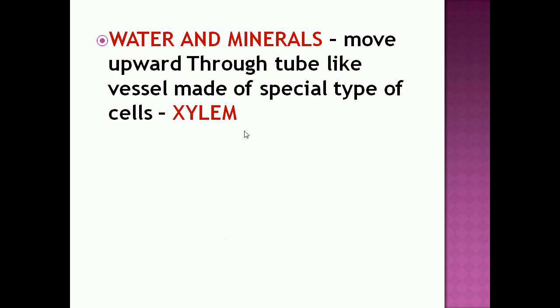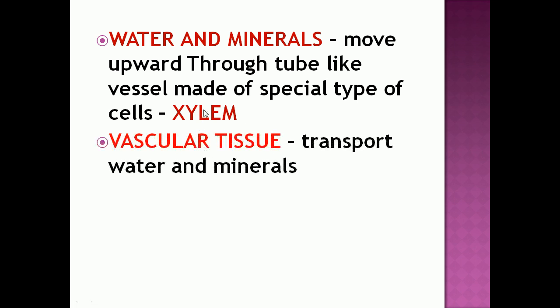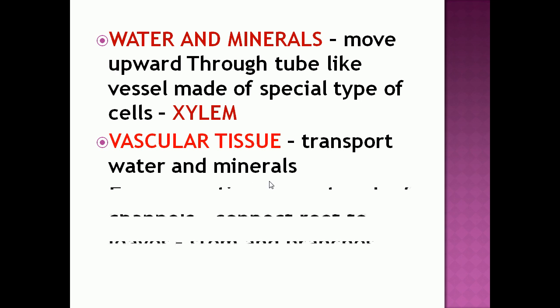Now we can see how the water and minerals will move. The water and minerals will move upward through a tube-like vessel made of special types of cells, which form a tissue called xylem. So with the help of xylem tissue, water and minerals from the root will be moved upward. This xylem is a vascular tissue which transports water and minerals.